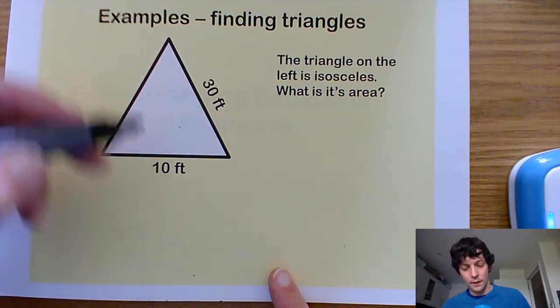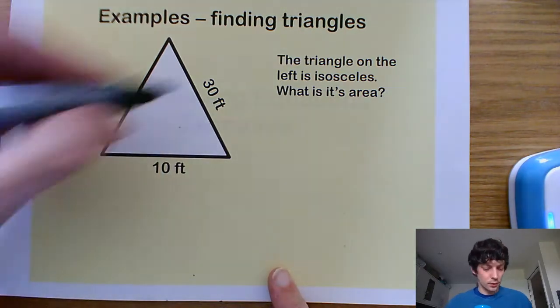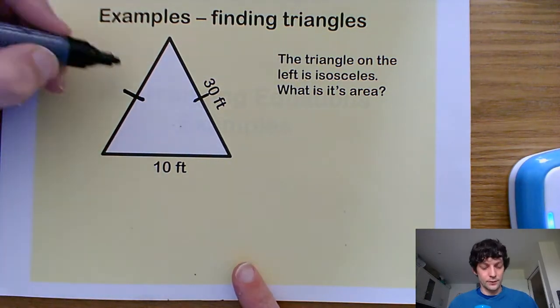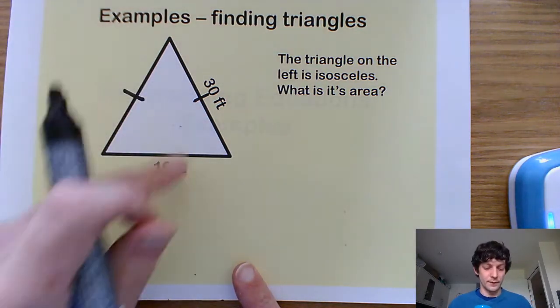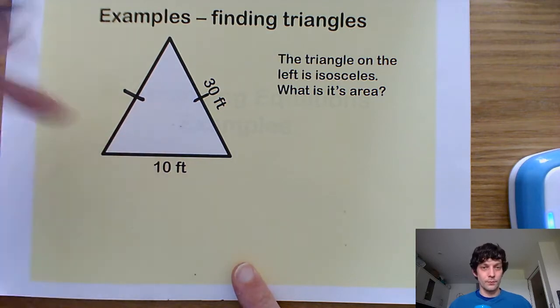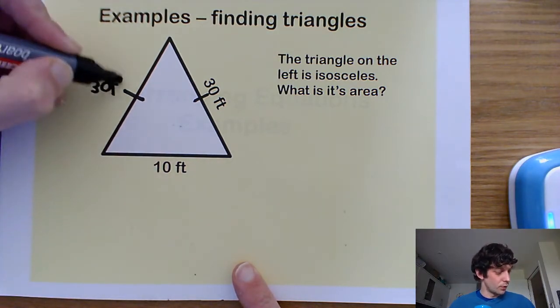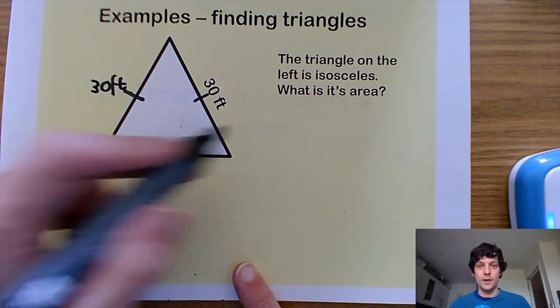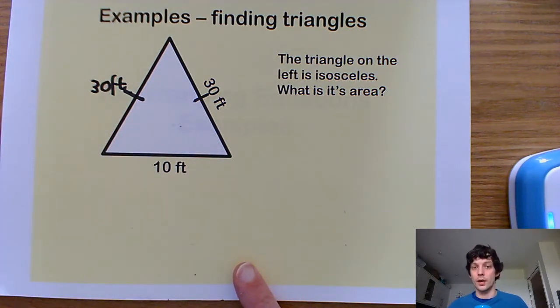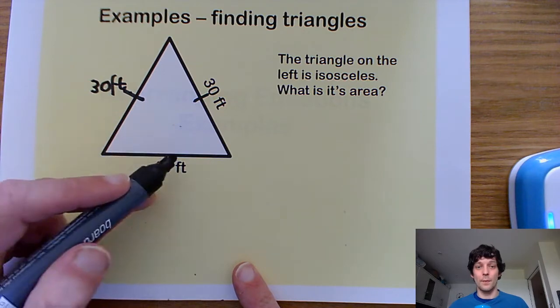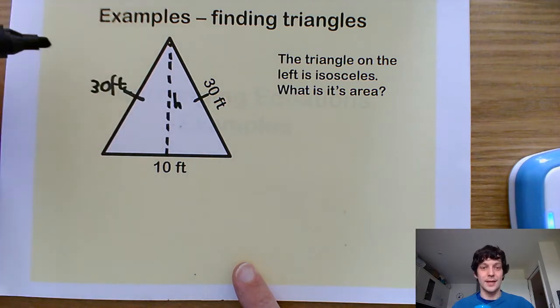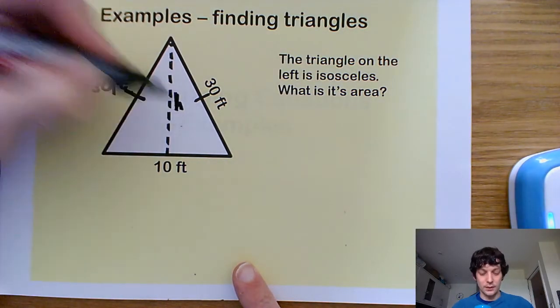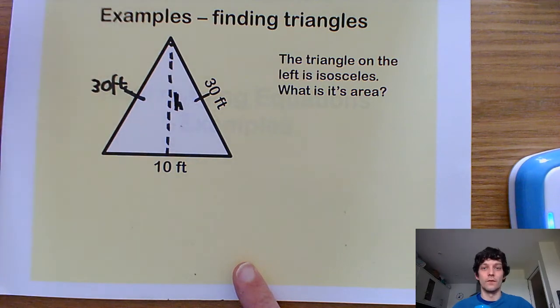I've got the triangle on the left is isosceles, so that means those two lengths are the same. I'm making a presumption that they're the same. I would be told that those are the two lengths that are the same, not these two. Okay, so that is also 30 feet. I want to find the area. How do I find the area of a triangle? The base times the perpendicular height. So I want to know what this height here is. Okay, if I don't know what that height there is, I can't find the area of my triangle.